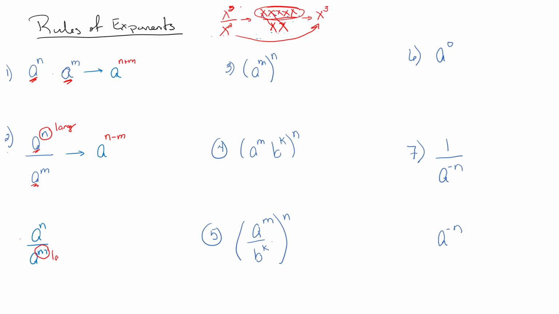Now, what happens if the roles were reversed? What happens if the bottom exponent was the larger exponent? What do you think is going to happen? Do you think it's going to be any different? Am I still going to subtract? If you said yes, you're correct.